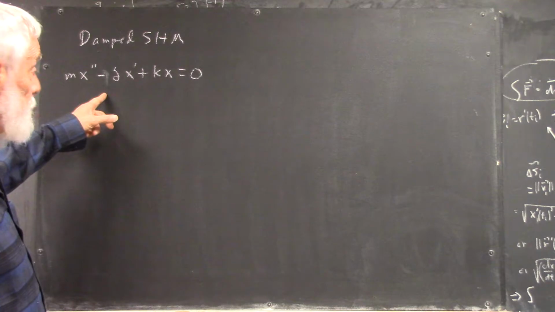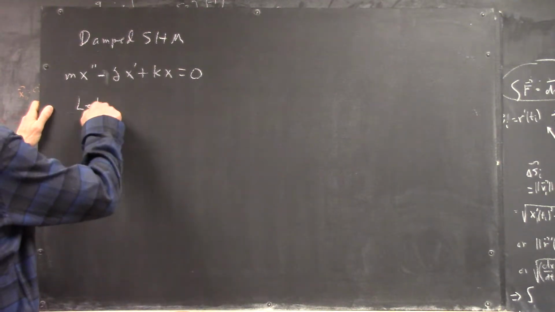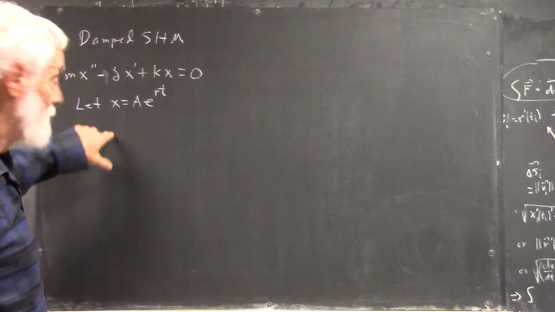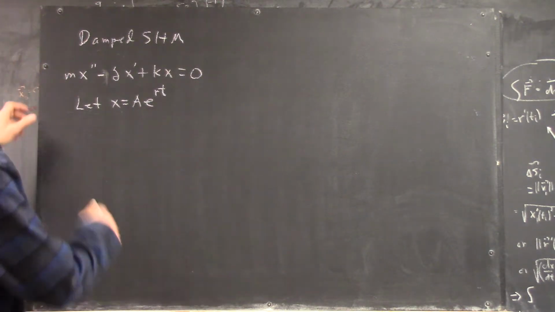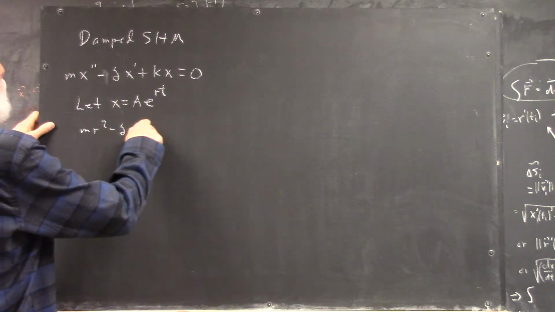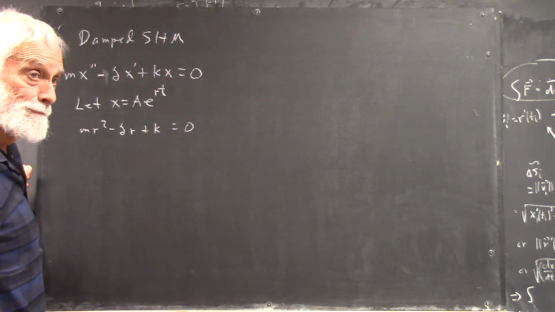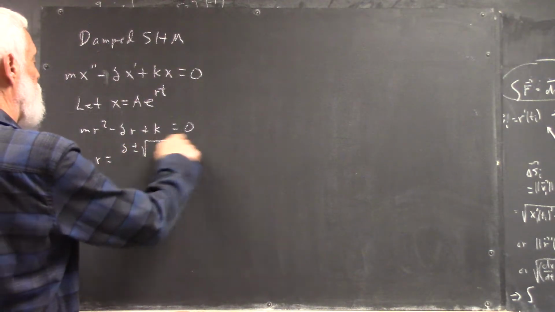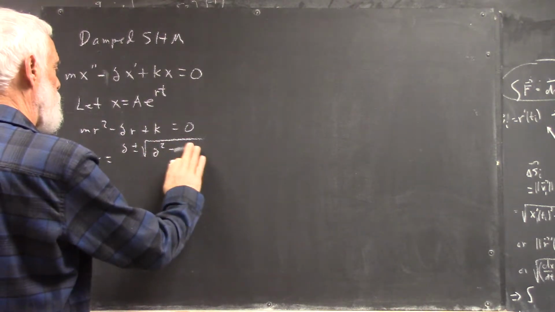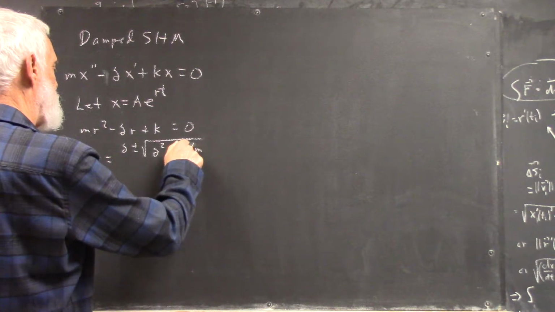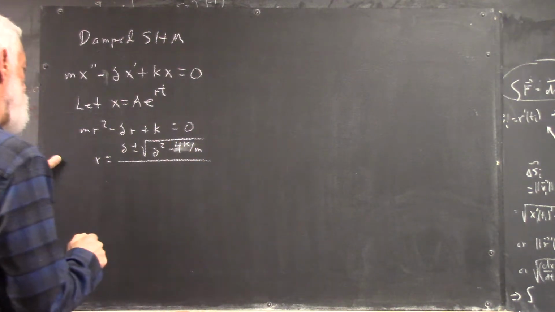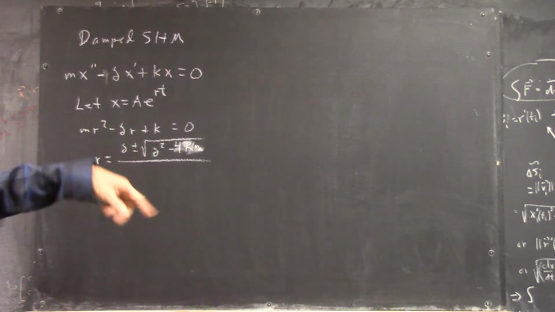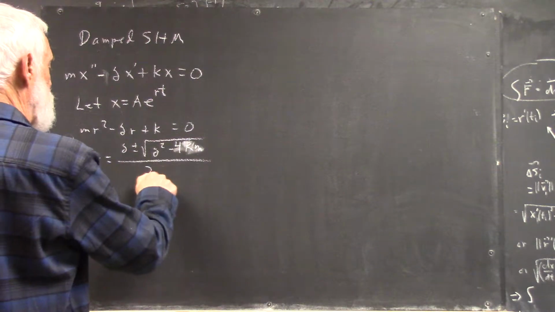So we have that. How do we solve it? These are constant coefficients, second order. Let x equal a e to the rt. And you're going to get m r squared minus delta r plus k equals zero. Right? So that r equals delta plus or minus the square root of delta squared minus 4mk over... No. The way I've got this set up, it's negative 4k. I was about to divide through by m, but I didn't do it on delta. Okay? All this divided by 2m. Right?